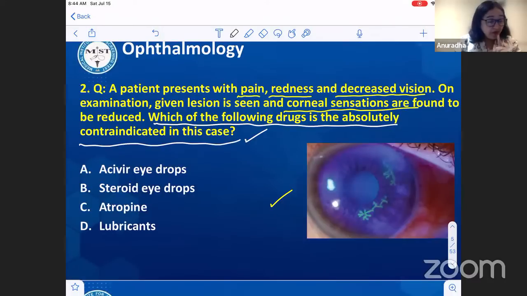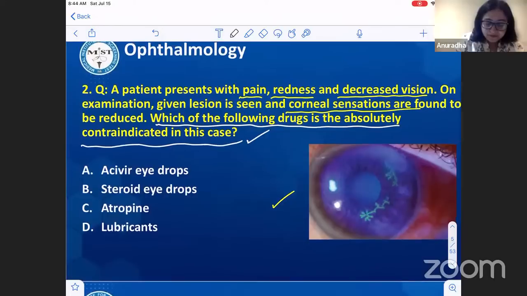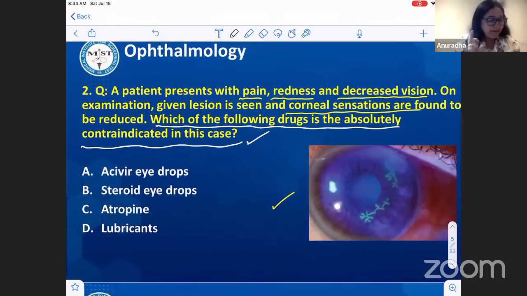See, some of you are missing the question statement. Which of the drugs is absolutely contraindicated? The examiner is not asking about the treatment. Yes, the treatment is acyclovir eye ointment, but which one is contraindicated? Yes, some of you are right, some of you are not.